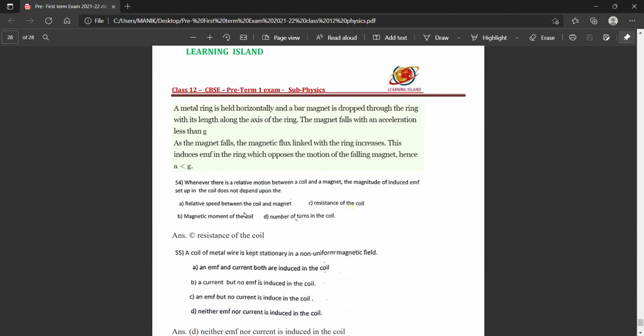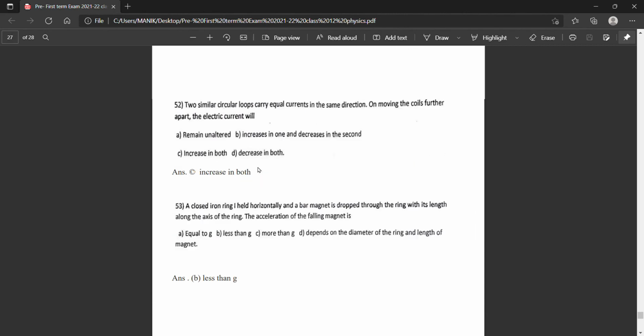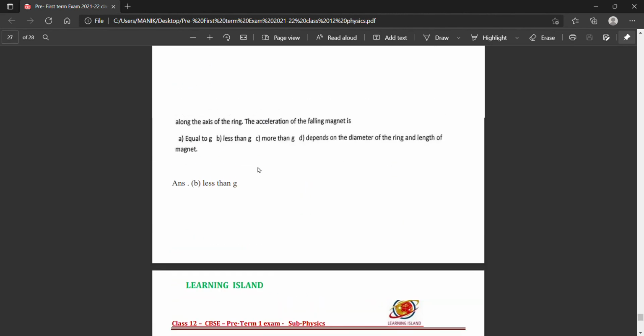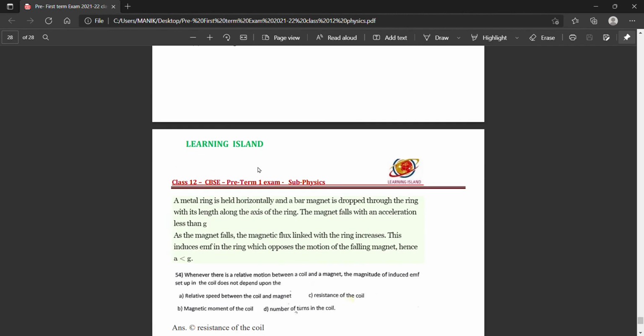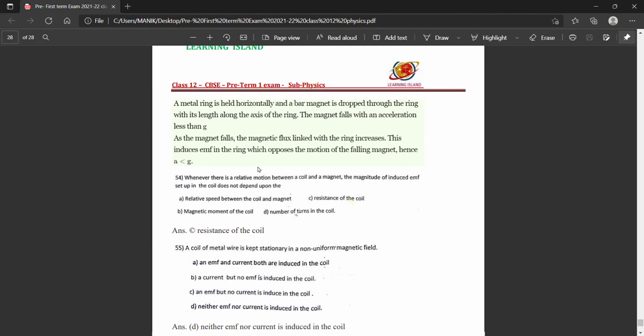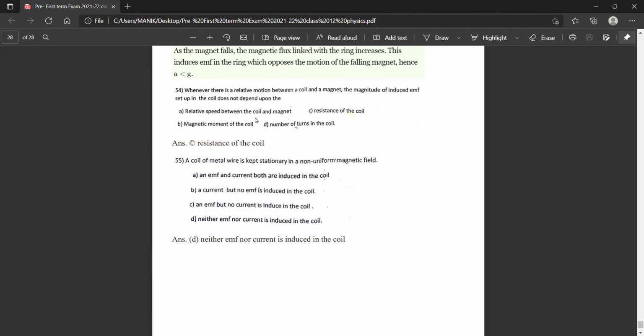Question number... a metal ring is held horizontally. Okay, this was the explanation. I have given the explanation here for question number 53. Please go through this, you will be able to easily understand. I am not explaining this right now. 54. This is the last, no, this is the last second question.